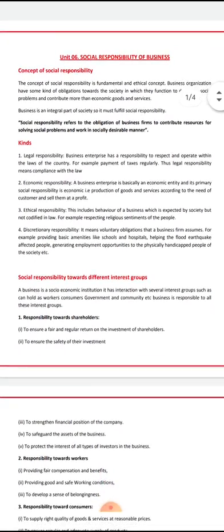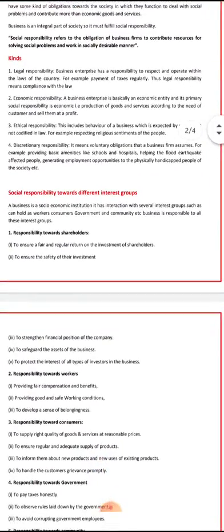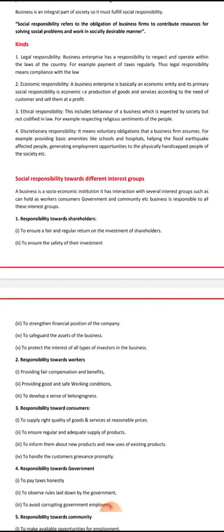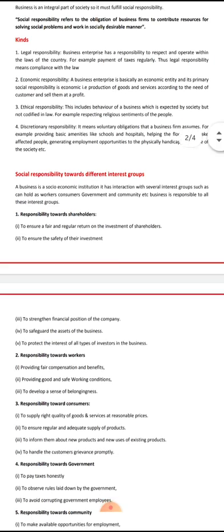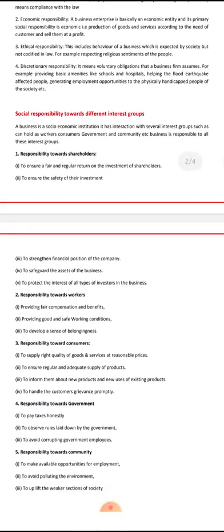Now let us come to the social responsibility towards different interest groups. As you know that a business is a socio-economic institution, so it has various interest groups associated with it. For example, the various social groups are the shareholders, or you can say the owners, the workers, the consumers, and the government, the community. So now let us start our topic, which is social responsibility towards interest of various groups.